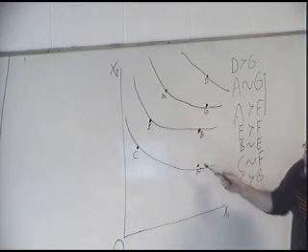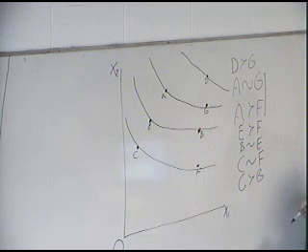E is better than F. E has to be on a higher indifference curve than F. B and E have to be on the same curve. C and F have to be on the same curve too.